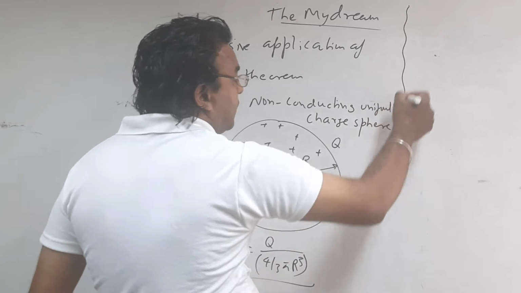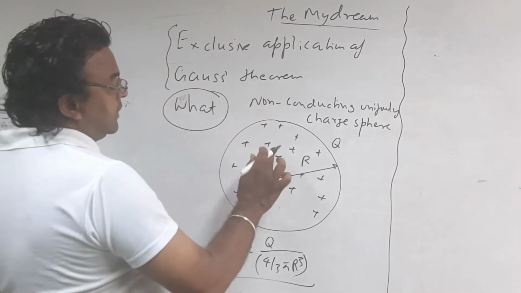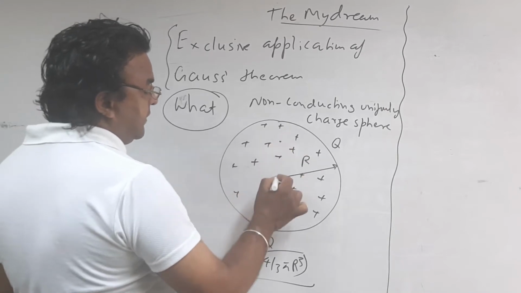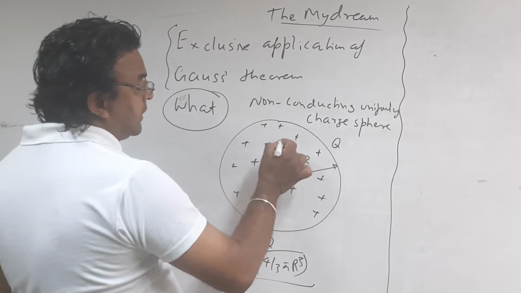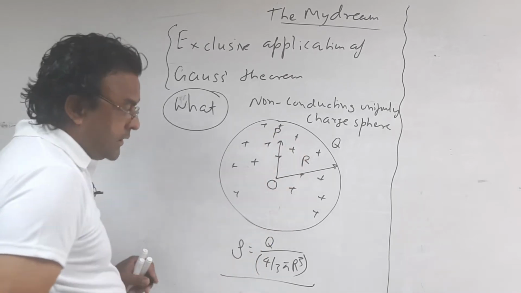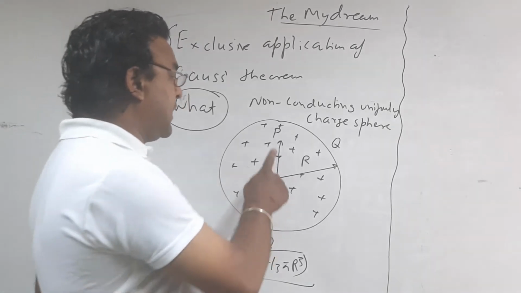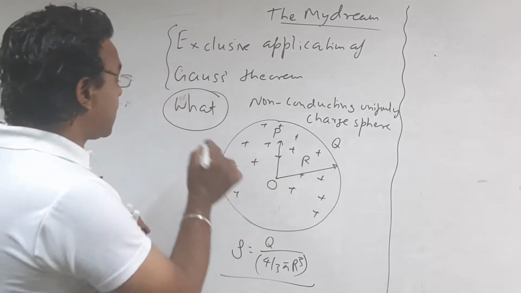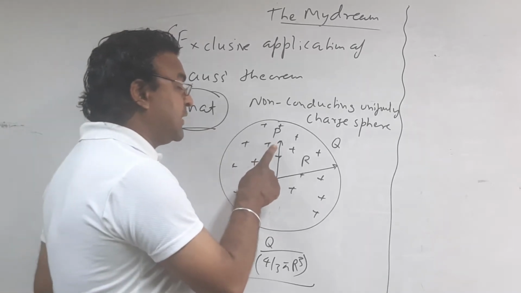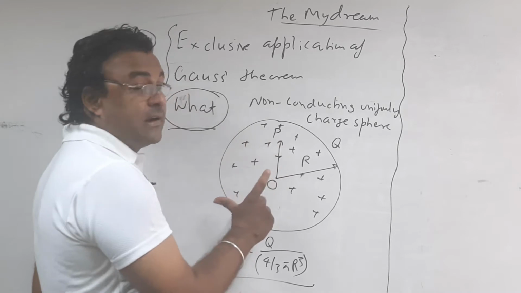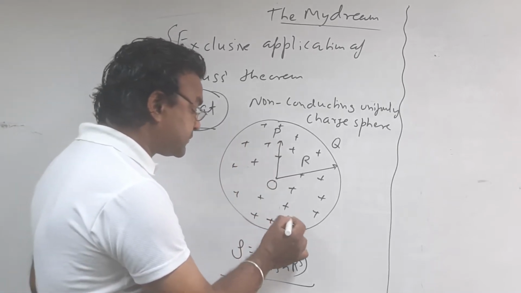So what we are going to study, we are going to study the electric field inside any point. Say this is center O and this point is P. At inside any point of this sphere, we want to find electric field at this point. So we are going to find the electric field at point P, which is inside a uniformly charged non-conducting sphere.